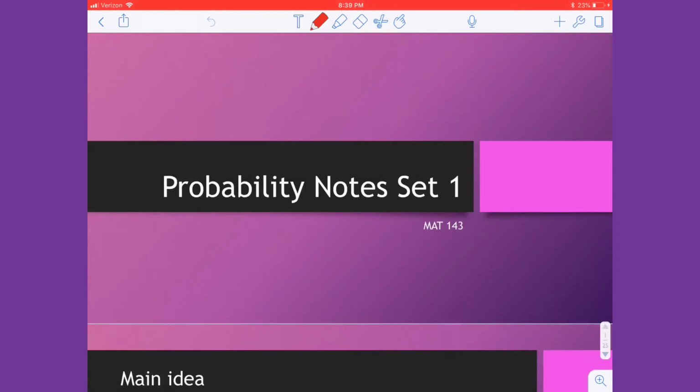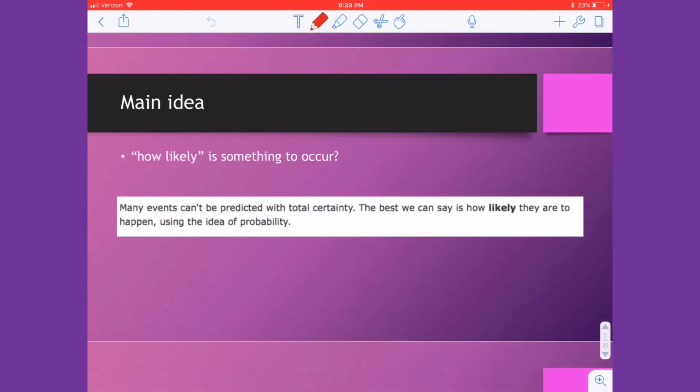Hello students, the purpose of this video is to get you acquainted with probability, and this is actually set one of your notes. It's going to be part of a three video series. So the main idea of probability is how likely is something to occur. Many events can't be predicted with total certainty. The best way we can say is how likely they are to happen using the idea of probability.